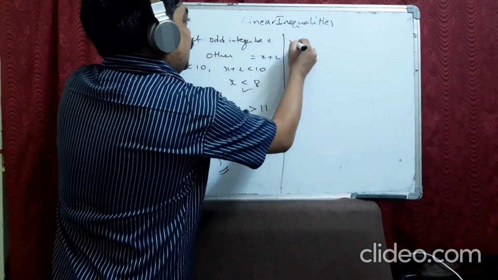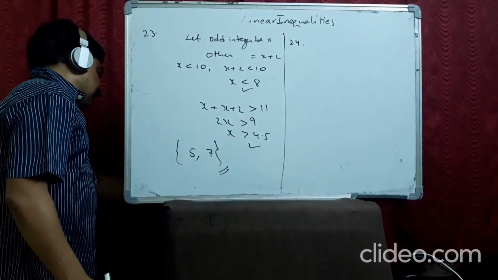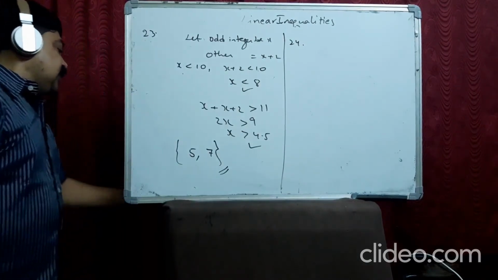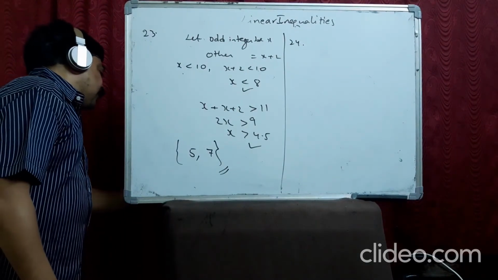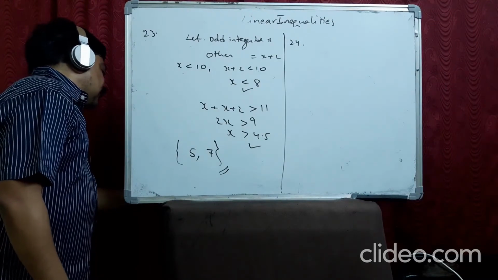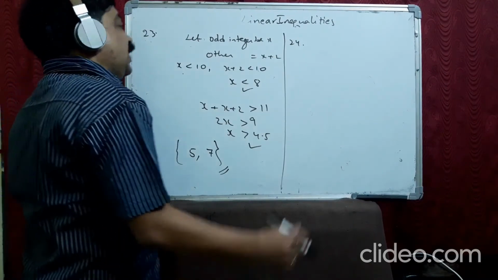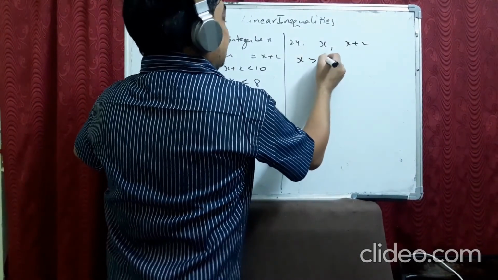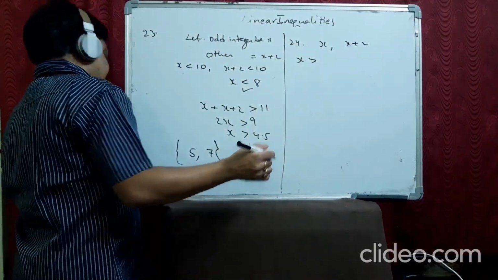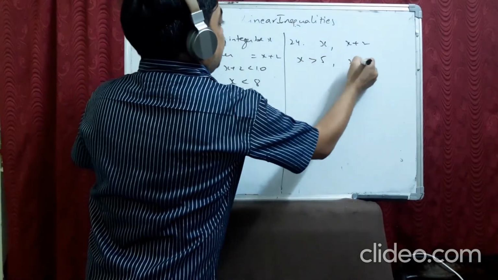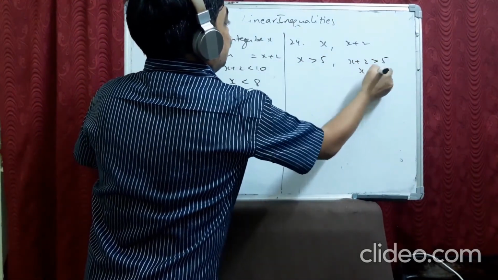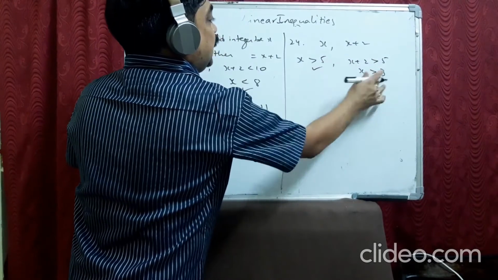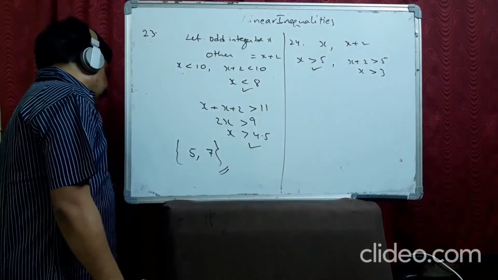Okay? See the 24th question. Same here. Find all pairs of consecutive even positive digits, both of which are larger than 5. Even also we take x comma x plus 2. x is greater than, larger than 5. x is greater than 5. x plus 2 is greater than 5. So x is greater than 3. In these two, we take x greater than 5.